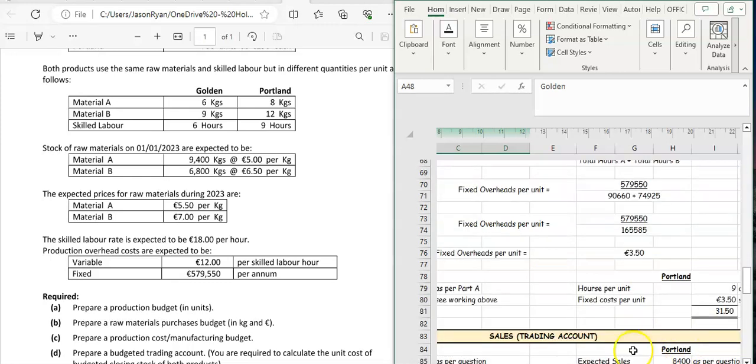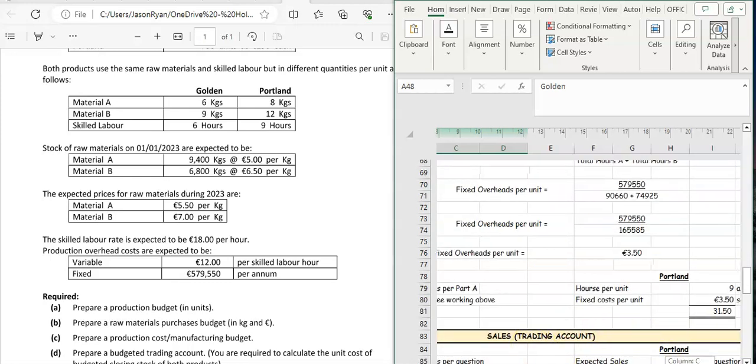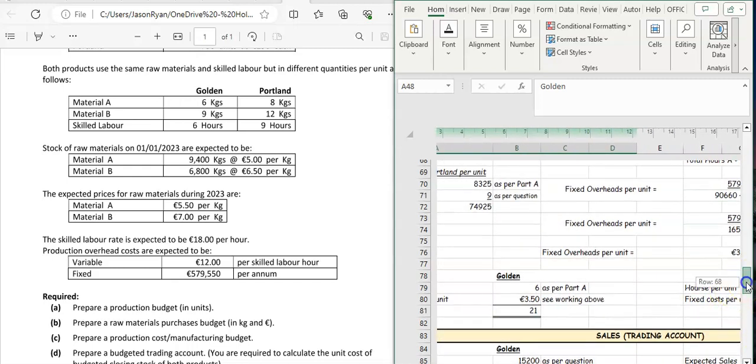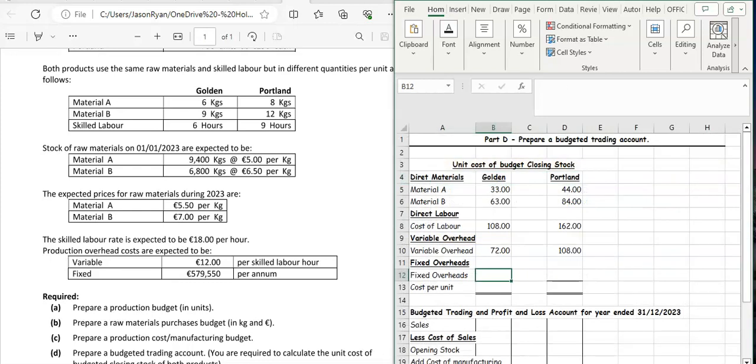It's going to be our fixed cost. So if we go back to our table that we are making here, to produce Golden is going to take 6 hours. Our fixed cost is €3.50 that we just calculated.